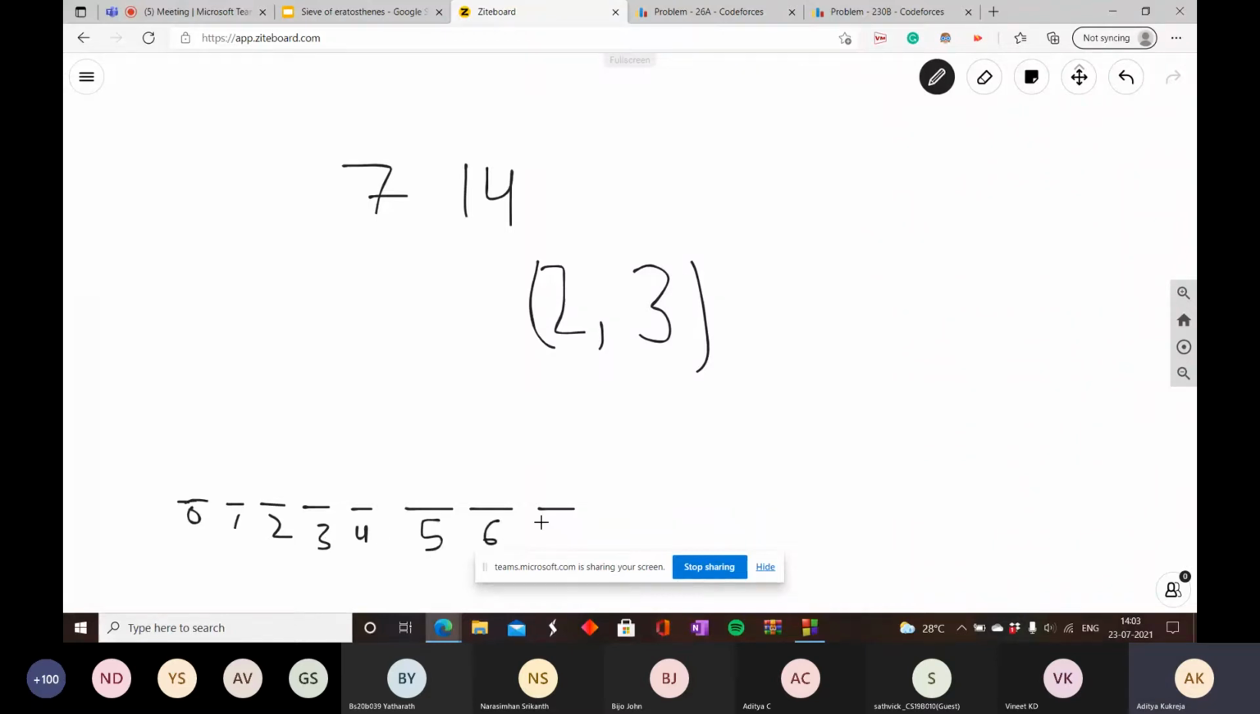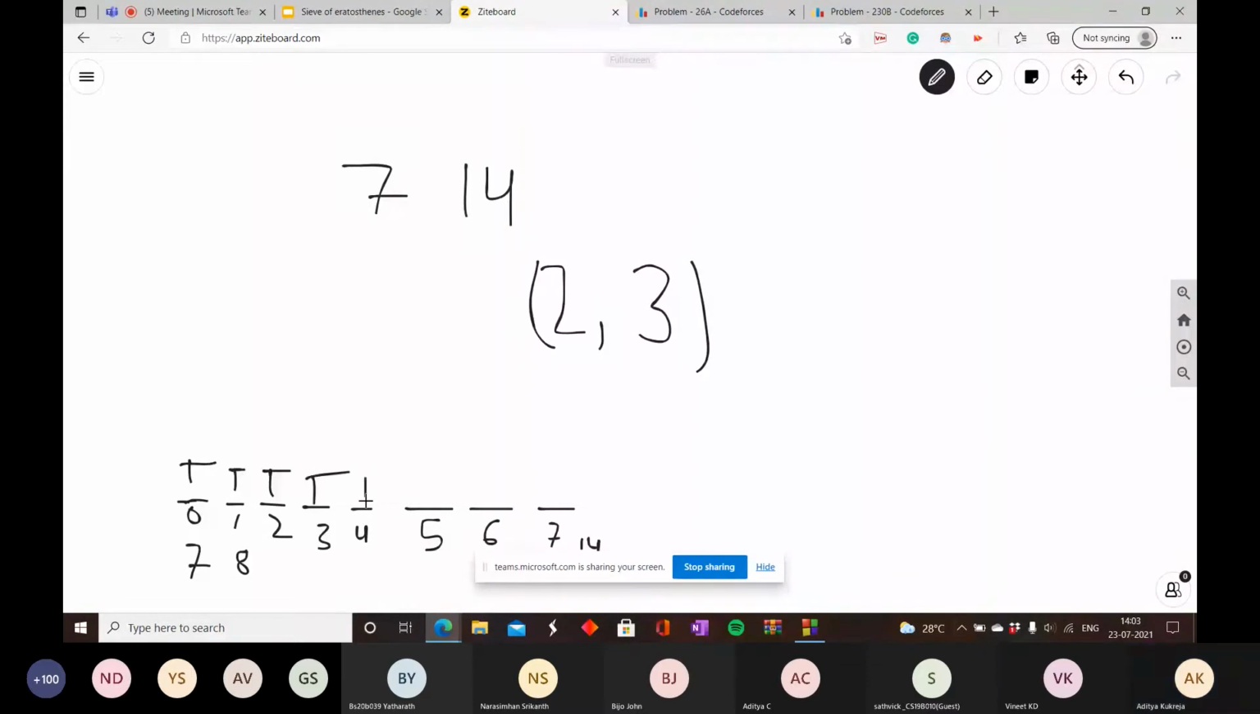But the values corresponding to these, like 0 would actually correspond to 7, 1 would correspond to 8, and so on. 7 would correspond to 14 in this case. And now what you'll do is initially assume all of them to be true. True in the sense the values are 1. That means you're assuming them to be prime numbers. So all would be true.